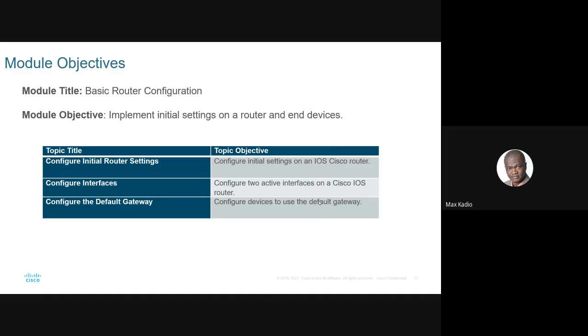So in this chapter, we're going to check some basic configuration, same thing like a switch. What is new? We're going to configure the interfaces of the router. And we're going to talk about something called default gateway. Let me explain to you what is default gateway.